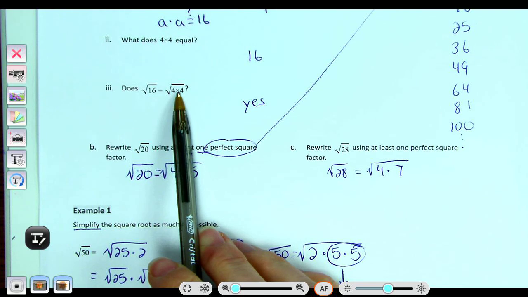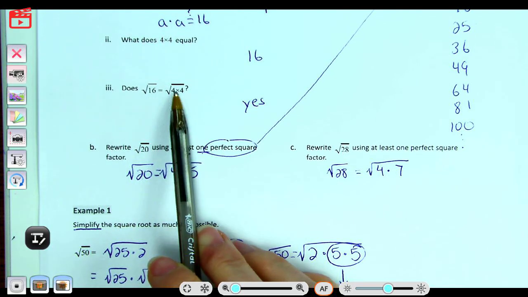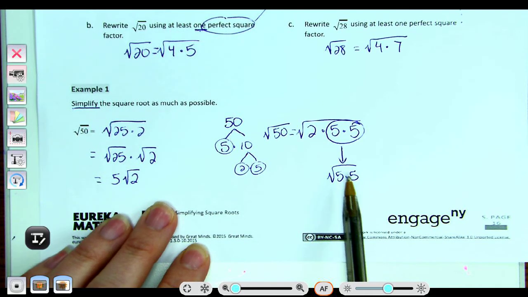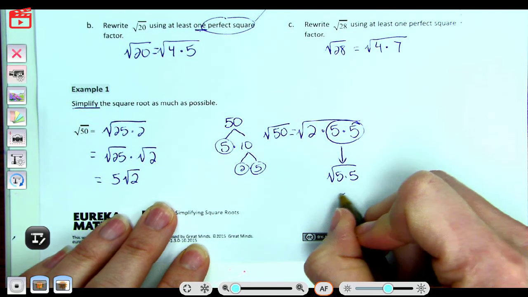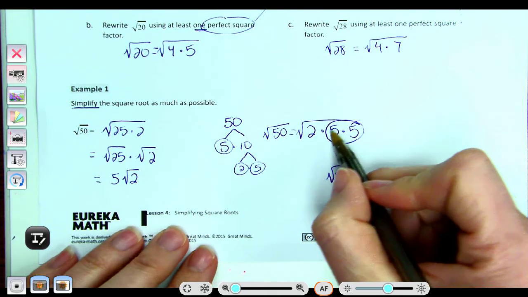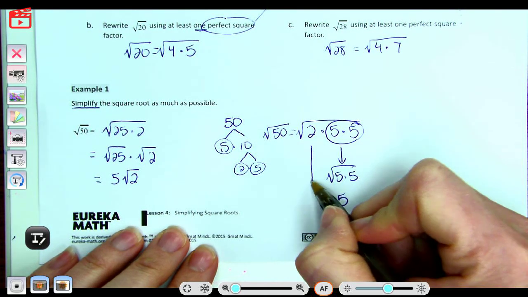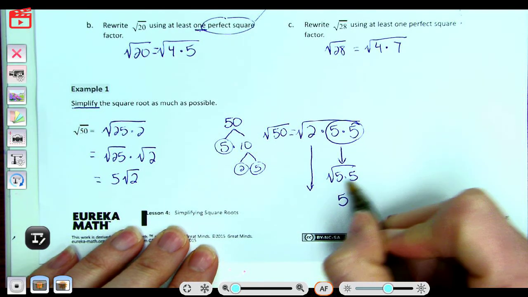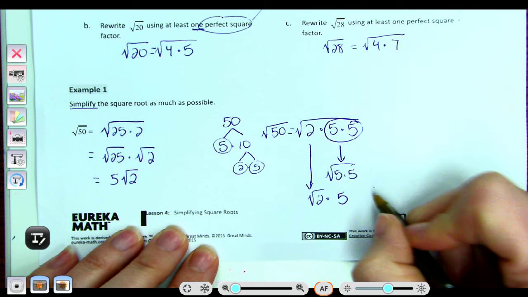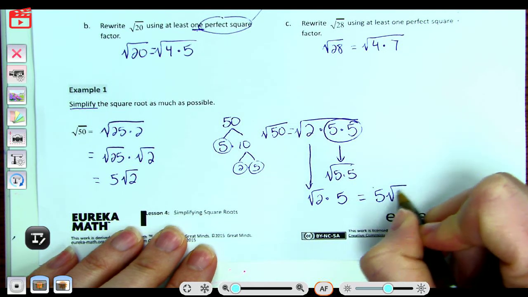4 times 4 is equal to 16, right? So what is the square root of 16? It's 4. 5 times 5 is 25. What's the square root of 25? It's just 5. And so I'm actually going to end up skipping this step later on. But I have to bring the 2 all the way down under the square root because it's not 2 of them. And the proper way to write this becomes 5 times the square root of 2.